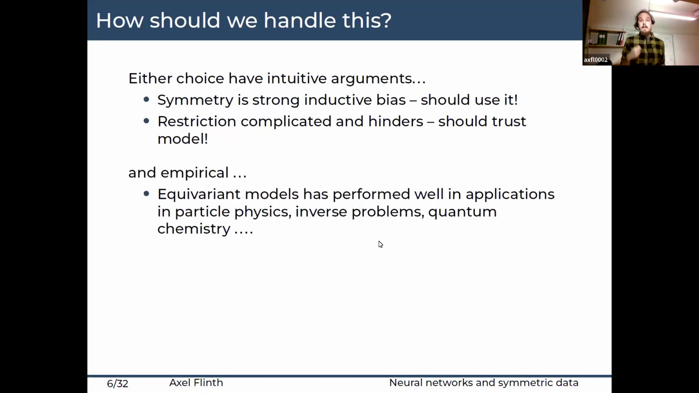Early, when these equivariant models were introduced, they performed well in many applications, particularly relating to science. So particle physics, inverse problems, quantum chemistry, there we have all of these forces acting like vectors that transform in certain ways under, for instance, rigid motions of the molecules or something.